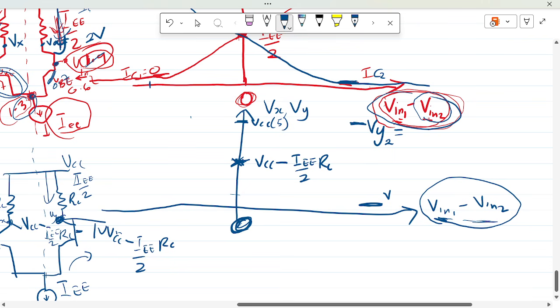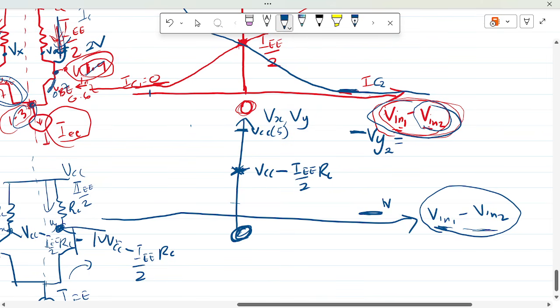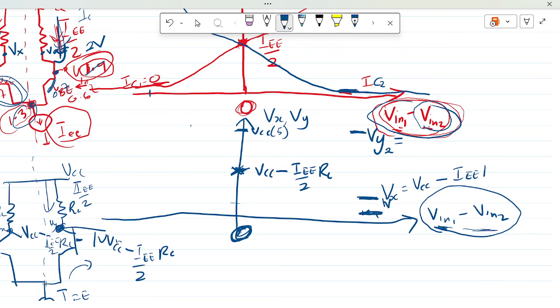Okay, what about Vx? What happens to Vx is going to be less, not up to 0, but less. So Vx during the same time is going to have a value of VCC minus the whole of IEE RC.